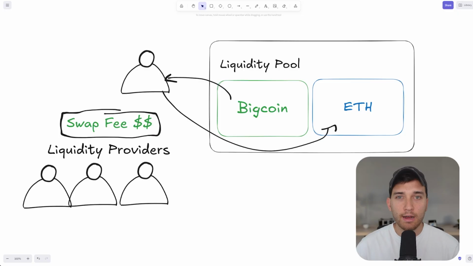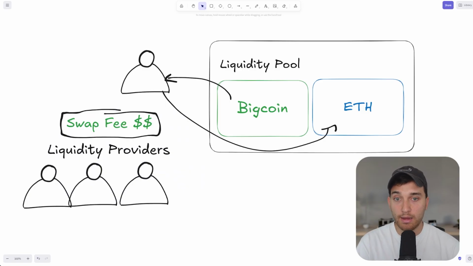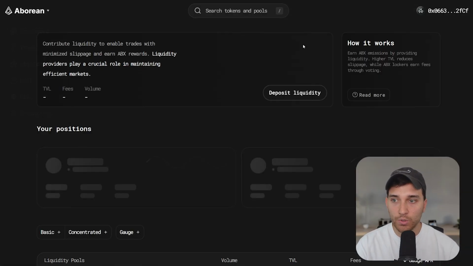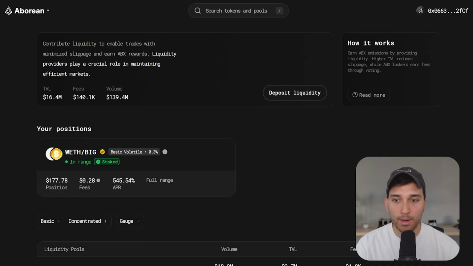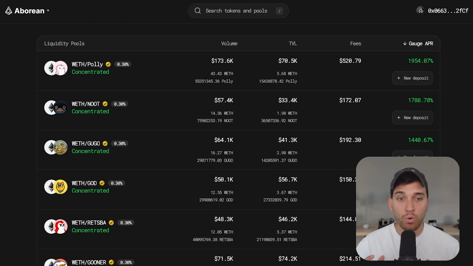So if we revisit our diagram, we already kind of touched on it, but what is the reason that liquidity providers deposit their money into a liquidity pool? We kind of already saw it on the UI with the APR and that big green number, but let's actually expand on that. So if we go back to the liquidity tab on Aborean here, and we scroll down these pools and order by this APR number here, you can see some quite high APR numbers for some of the less popular pools.